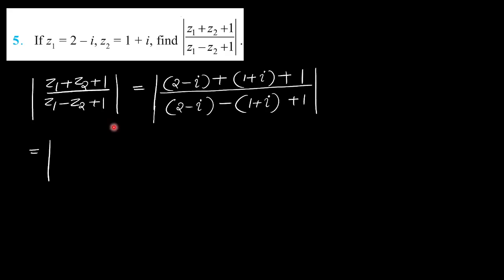In the numerator there is no issue because it is plus. So 2 plus 1, 3, correct? 3 plus 1, 4. And minus I plus I cancels. Denominator, let me open the bracket. 2 minus I, minus 1, minus sign taken inside, minus 1 minus I.